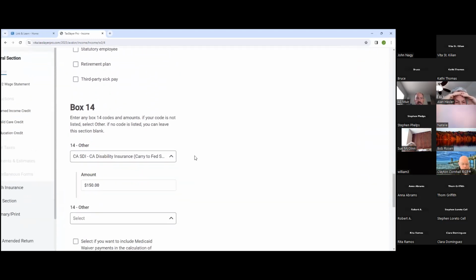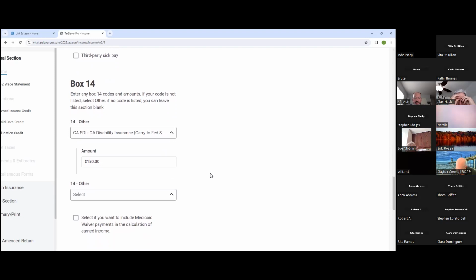Box 14. California SDI, not everybody, but a lot of people pay SDI. So what that means is the employer will withhold these premiums and then remit these premiums to the state of California. And then if you're eligible and qualify when you're disabled, then you'll get a California disability check, which is a non-taxable event, both federal and state.